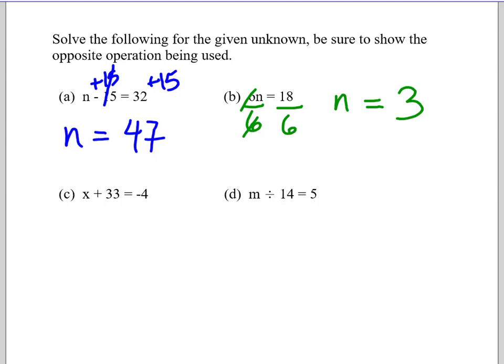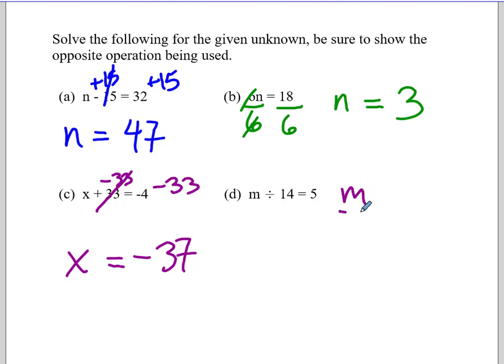Okay, we're almost there. x plus 33 equals negative 4. So the opposite operation of adding 33 is to subtract 33 from both sides. Those would cancel. The unknown x is now equal to negative 4 minus 33, and this is why we started with integer adding and subtracting this year, because we need to be able to work with these negative values. This is negative 37.